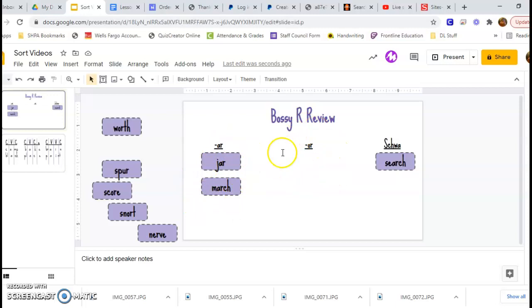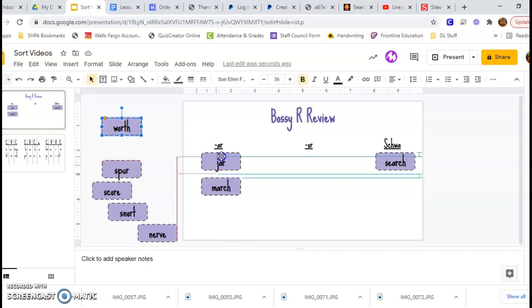Let's move on to OR. So remember, these words have to look like it. They need to be spelled with the OR pattern, but they also have to make that sound, which is or. So let's look at the words that we have left over here. Worth, spur, score, snort, nerve. Which words look like OR? They have the OR spelling.